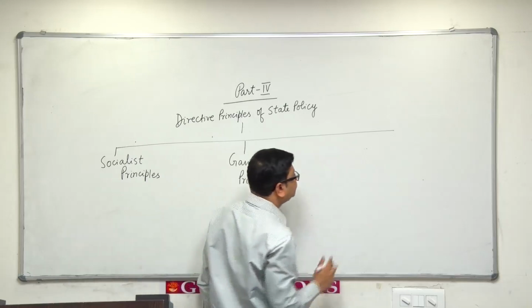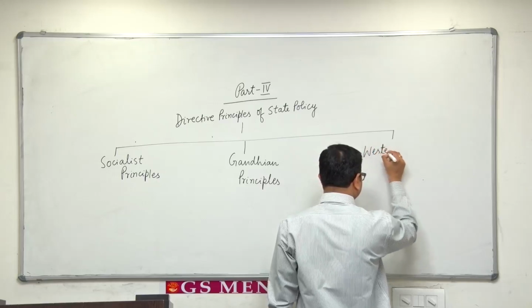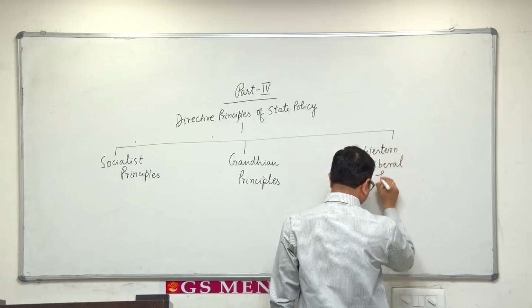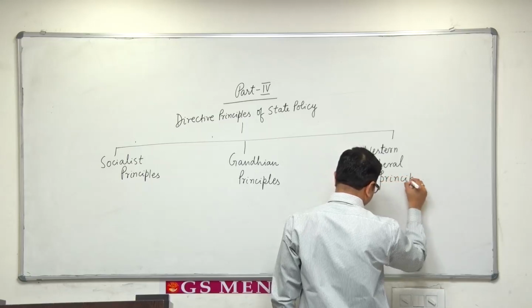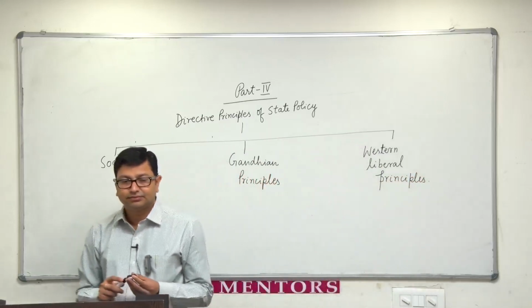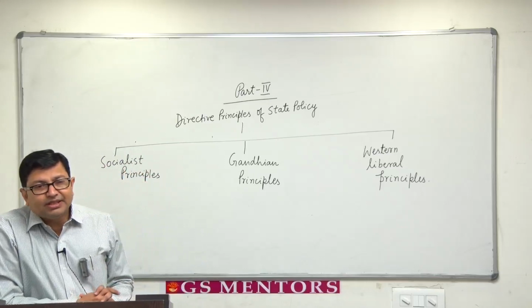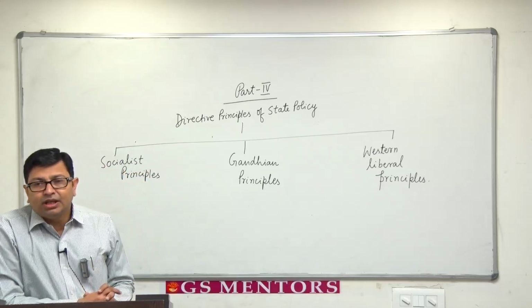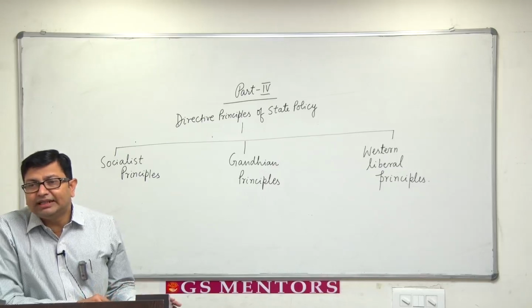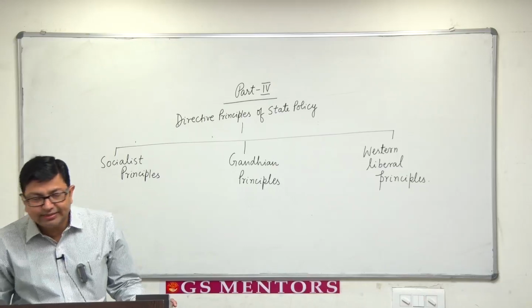Gandhian principles and the Western liberal principles, the socialist principles, Gandhian principles, and the Western liberal principles. These are the three categories of principles which can be found in the directive principles of state policy. So, whatever the principles are, they have been categorized into these three categories.